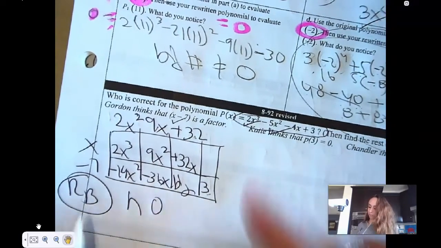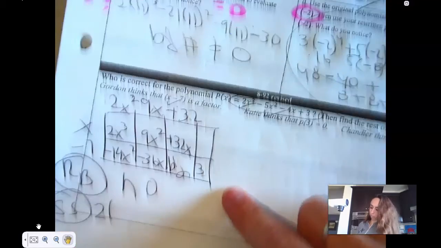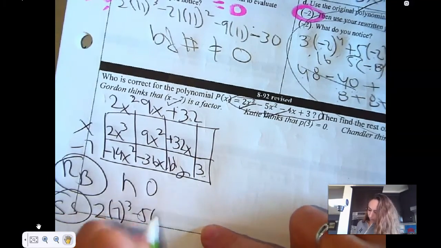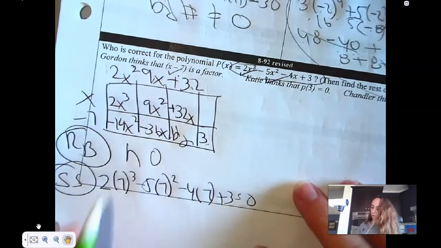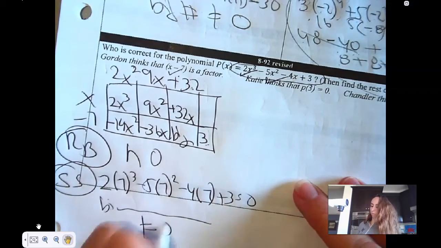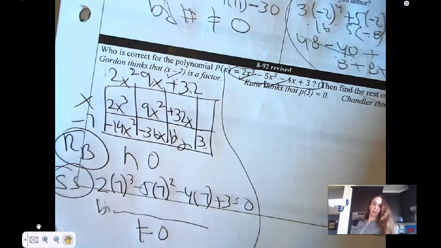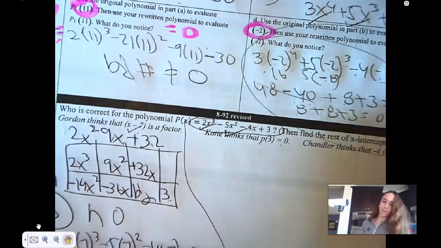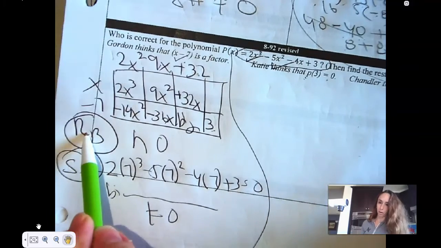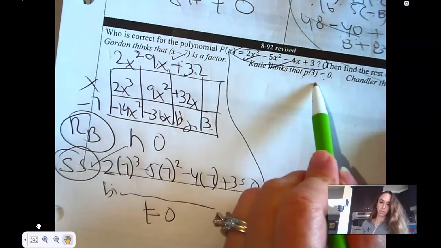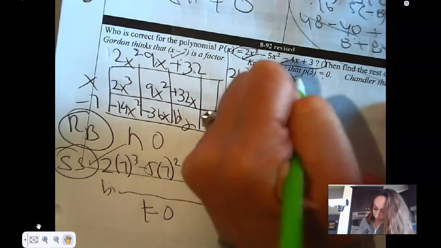I could also use synthetic substitution, which I'll do SS. And I could go 2 times set it equal to 0. 7 cubed minus 5 times 7 squared minus 4 times 7 plus 3. And it should equal 0. And this, it doesn't equal 0. Okay? So you've learned 2 ways. You're actually going to learn a total of 4 ways. Okay. Katie thinks that P sub 3 equals 0. Does this problem lend itself to synthetic substitution or reverse box? It definitely lends itself to synthetic substitution. So that's the game I will play, but I will show you how to do it the other way.